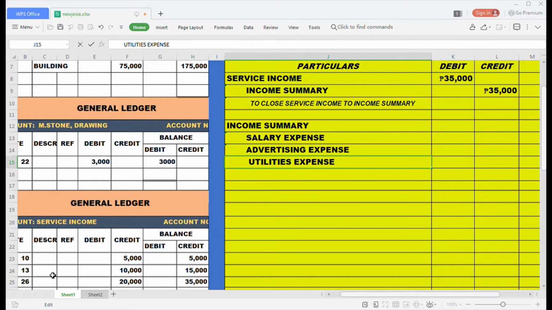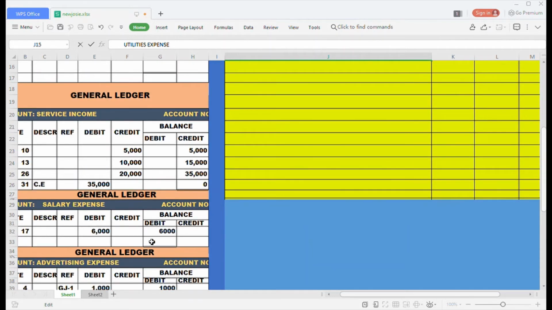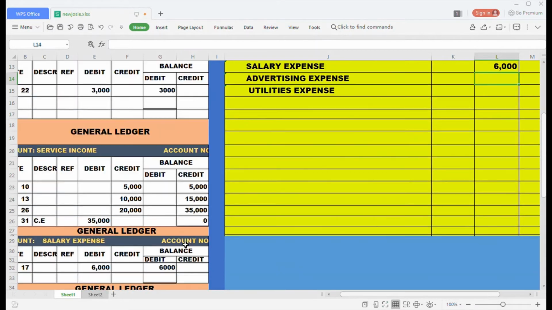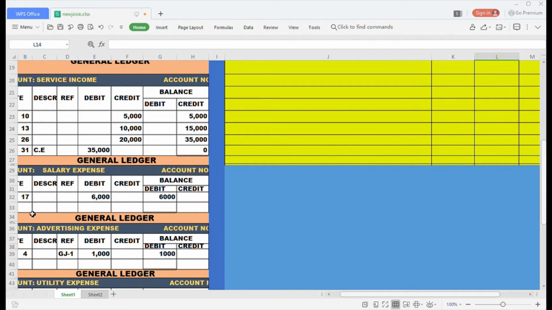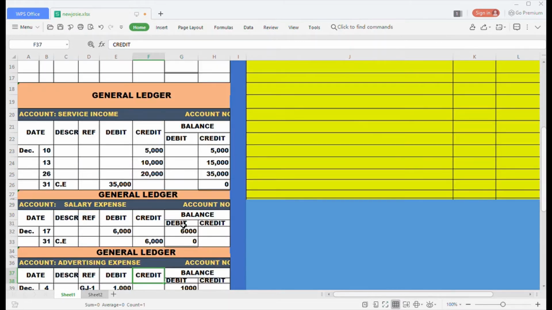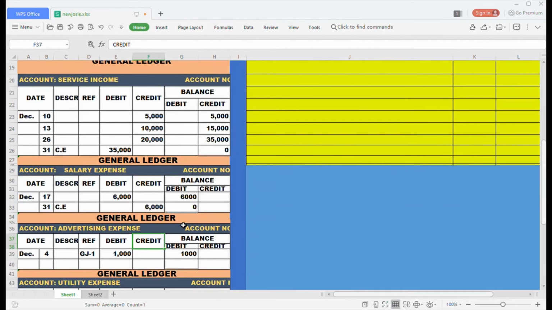So, here guys, we have salary expense 6,000. So, first, we are going to close that. Our salary expense account. Lagay tayo here ng date. Tapos, closing entries. Credit 6,000. So, our balance would be zero. Kasi debit, credit, less natin yan guys. This is zero. Another expense is advertising expense.